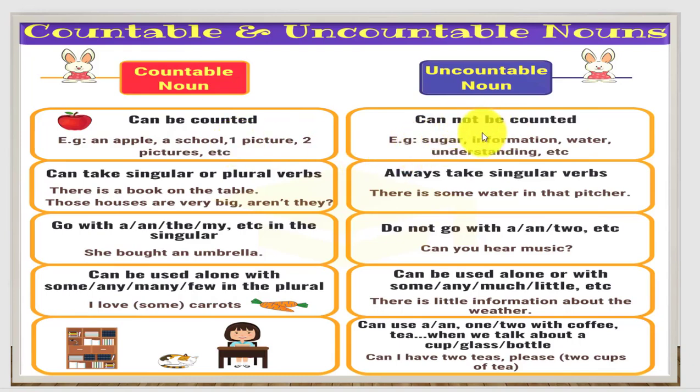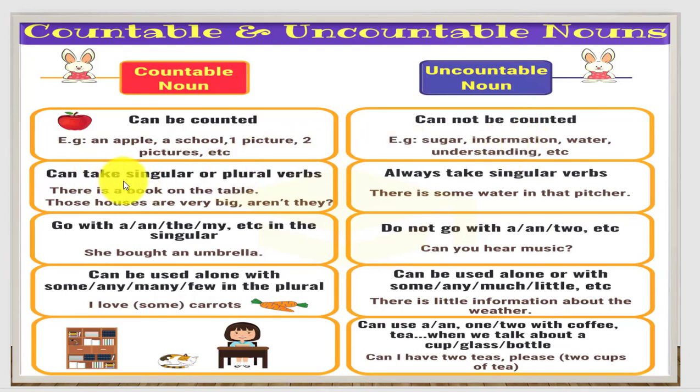In the case of an uncountable noun, you cannot use an article. For example, you cannot say there is a sugar. It will be wrong. There is a sugar is wrong. There is sugar in the cup. This is an information will be wrong. This is a good information is wrong. You cannot use an article with the uncountable noun.